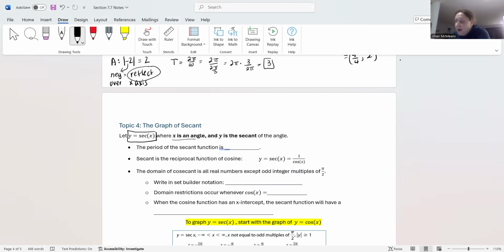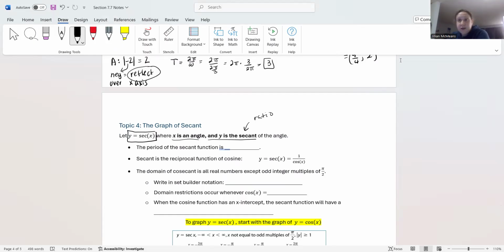Remember that x is an angle along a regular x-axis. We're going to break it down into radian measures, and then y is going to be the ratio that secant spits out. Okay? Now, some things that we need to know about secant before we dive into this graph.